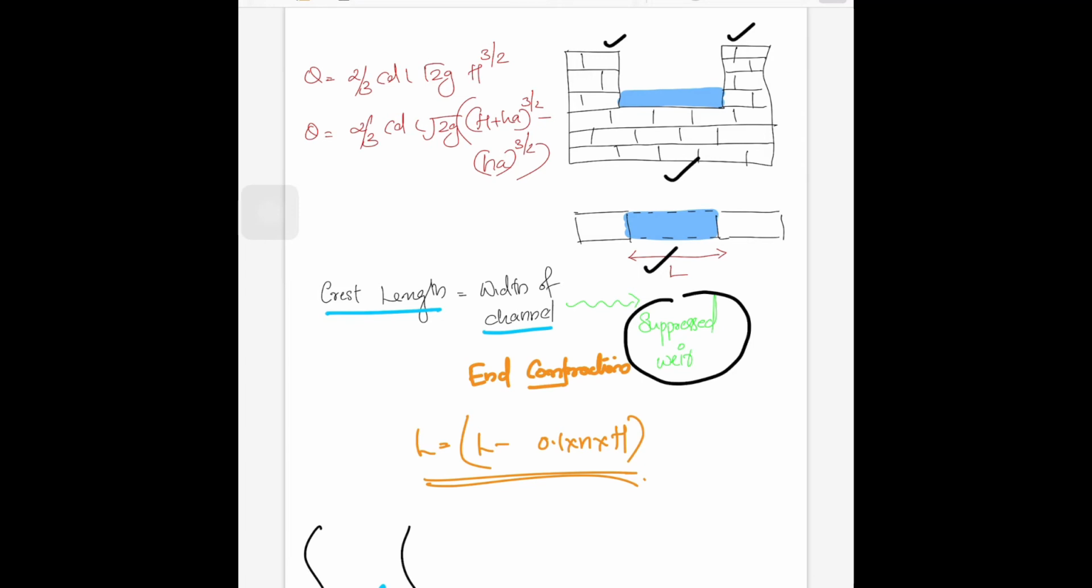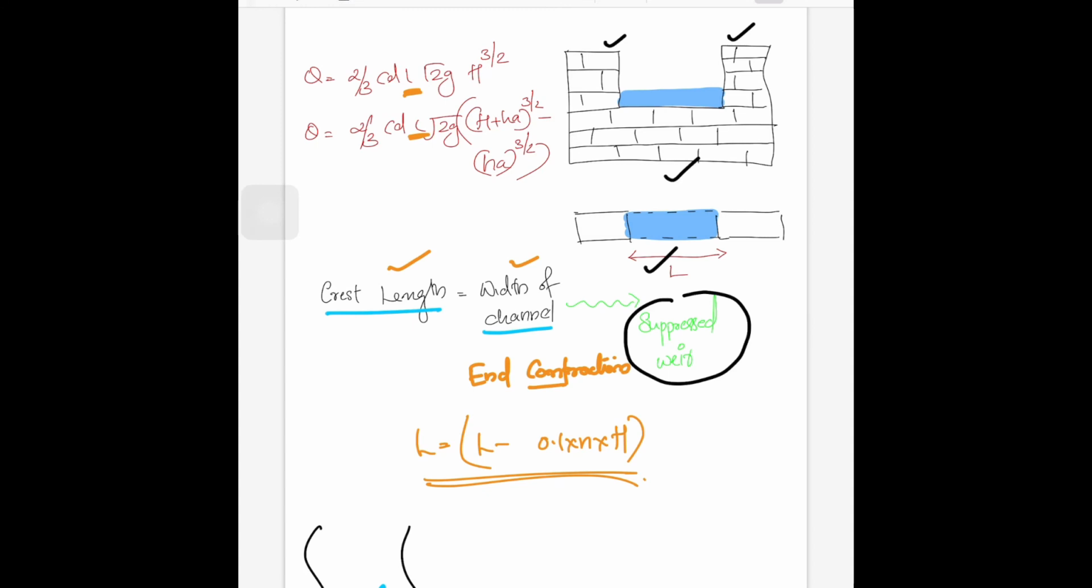So end contraction is for unsuppressed weirs, and for suppressed weirs there won't be any end contraction. You have to remember that for suppressed weir, crest length is equal to width of the channel. And what happens due to end contraction? Due to end contraction, the L term in this equation will change to L minus 0.1 N H, where N is the number of end contractions. Here you have one end contraction, and here you have two end contractions. So L will change to L minus 0.2 times H. So this is end contraction.